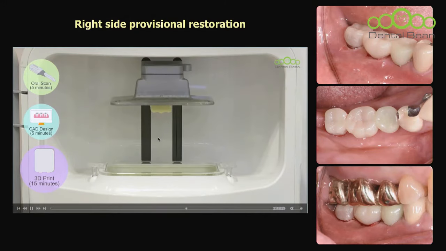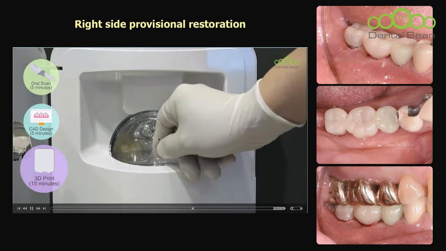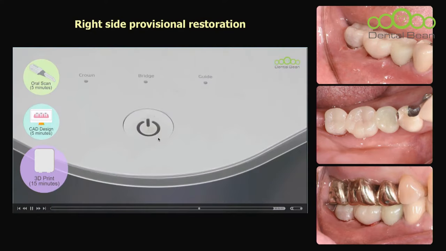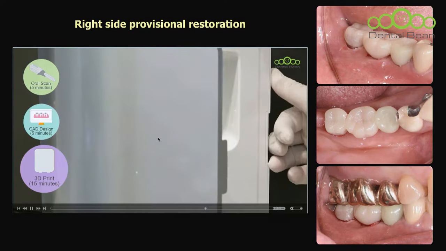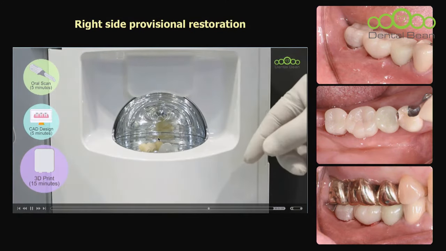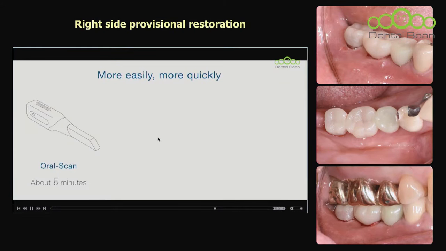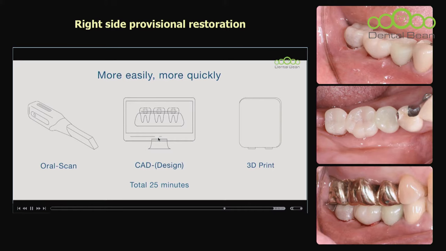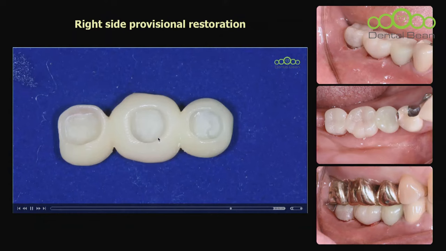And this temporary restoration is put inside the light curing machine for post setting. It will take about 5 minutes. And then it is attached on the final abutment. I think this kind of post setting method is more reliable. So, if you have prepared this kind of software or 3D printer, you can make temporary restoration very easily.